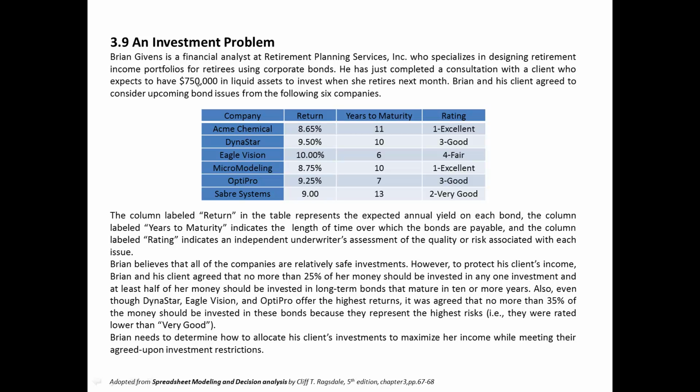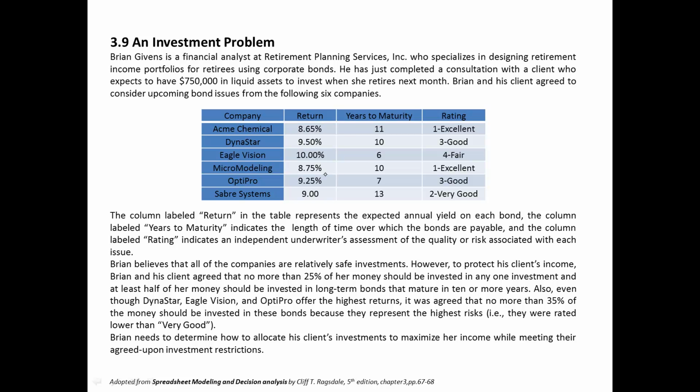And starting from the second sentence, this specific client has $750,000 to invest when she retires next month. And Brian and this client are considering these 1, 2, 3, 4, 5, 6 bond issues to invest for this 750,000. Okay, and this table here gives us some general information.